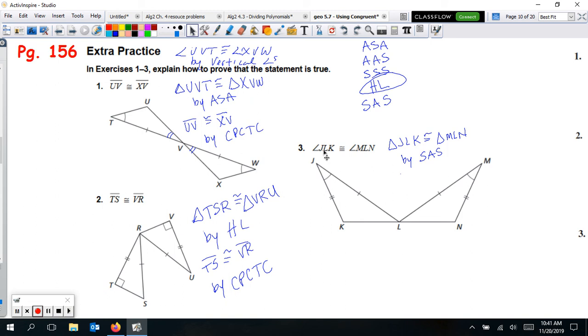And now we can say this. We can say these two angles are congruent, and the reason again is the same reason always at the end, CPCTC. Corresponding parts of congruent triangles are congruent.